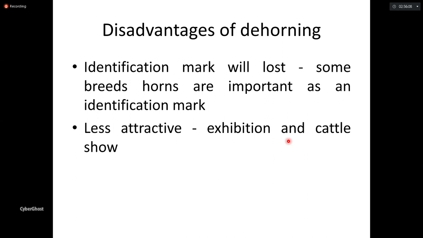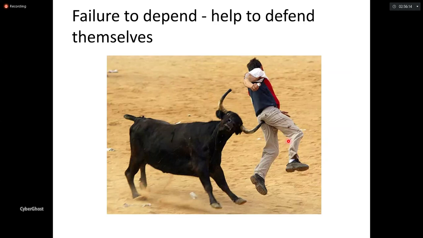So identification mark, yes, definitely it will lose, and attractiveness also will be decreased. This is just to provide you some idea. So it is a kind of defense organ or part of the body which will provide support to defend from the predators or enemies of these animals, right? Other than that, there is not much importance of horns. That is an aesthetic, unique characteristic and attractiveness plus a protective organ for these animals from the enemies or the predators, right?